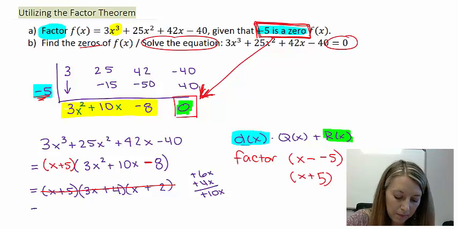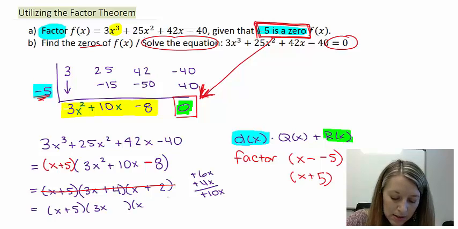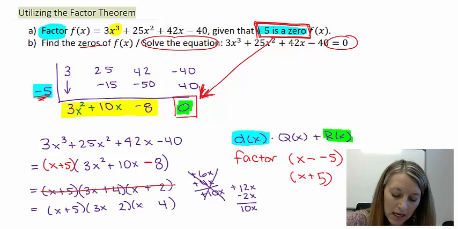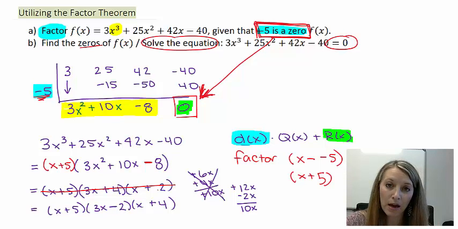Let's try again. Again, keeping my x plus 5, and then keeping my 3x times x, but let me switch my 2 and my 4. My outside is a 12x. My inside is a 2x. If I still want my positive 10x, I can take that as a positive 12 minus 2, and that does give me my negative 8 back here.